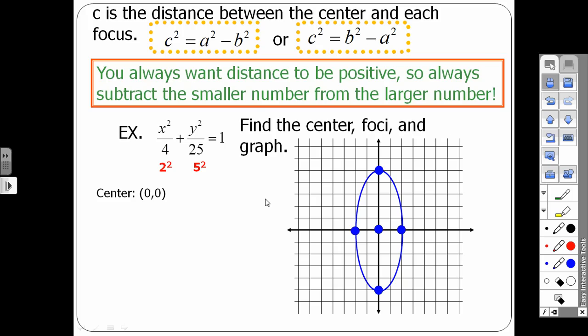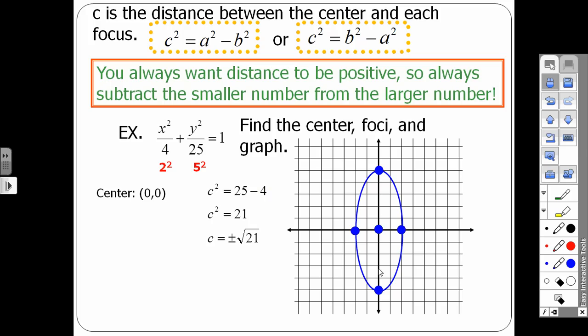Next thing was to find the foci, right? To figure out your foci, we're going to use our equation up here. We're going to take the 25 and subtract the 4. Don't do the 5 and the 2. It's the squared, remember. So 25 minus 4 is 21, and the square root of that is plus or minus root 21. So we have the plus or minus in this case, even though it says c is the distance between, because we are going to be adding and subtracting.